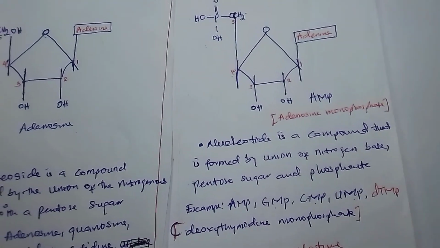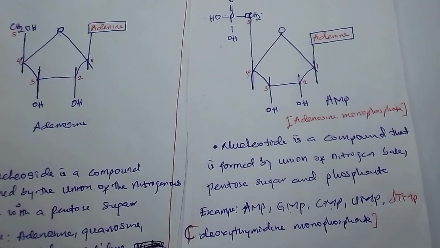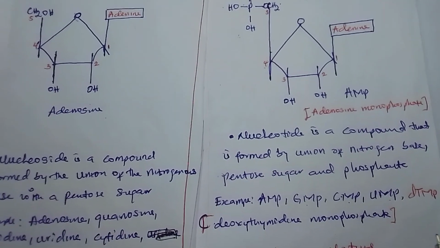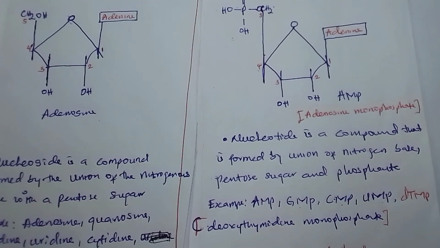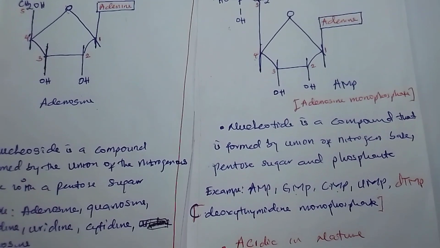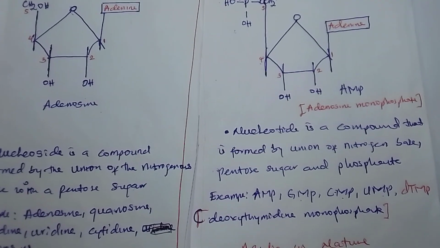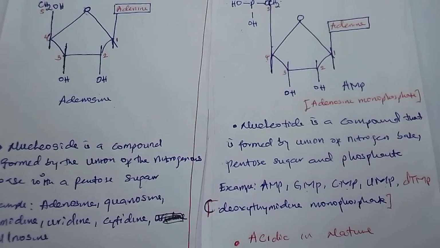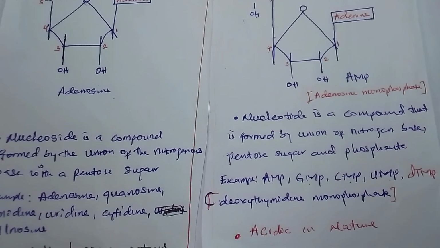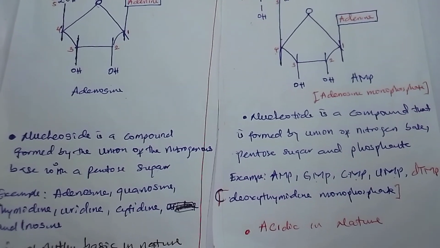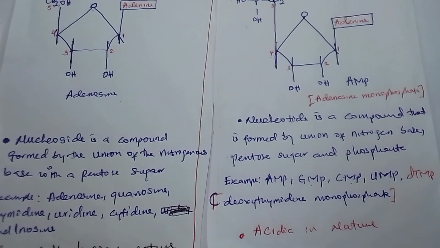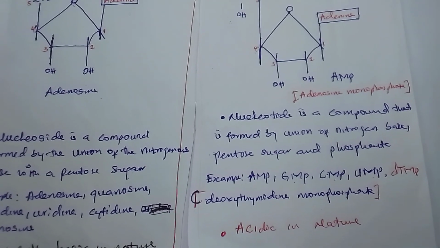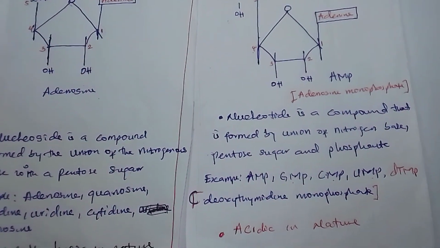So the nucleotide here is a compound that is formed by union of nitrogen base, pentose sugar, and phosphate group. We use this abbreviation AMP to mean adenosine monophosphate, GMP to mean guanosine monophosphate, CMP to mean cytidine monophosphate, UMP to mean uridine monophosphate, and then dTMP to mean thymidine monophosphate.